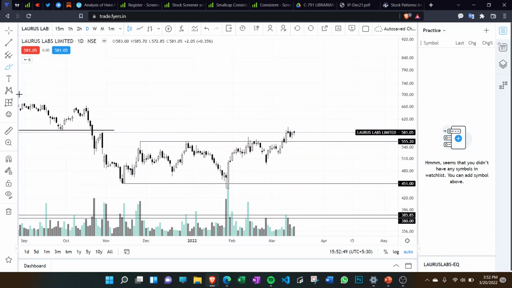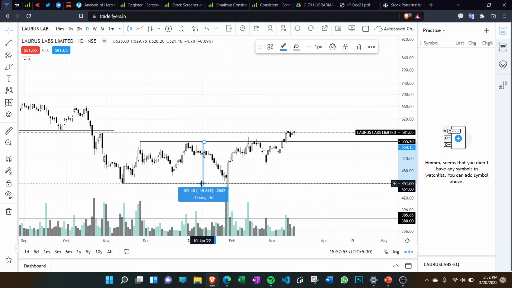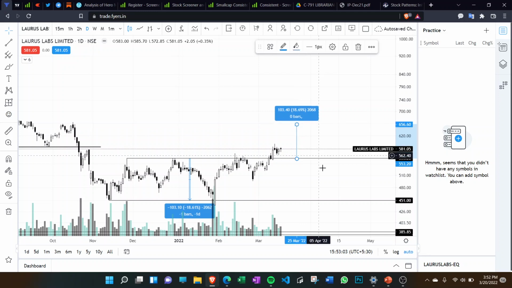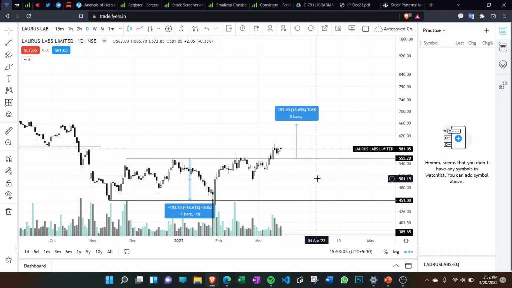So what's the target here? Just like I said, to derive the target, just calculate the height of the pattern, and that is like 103 points. So this is your target price once the resistance is broken.